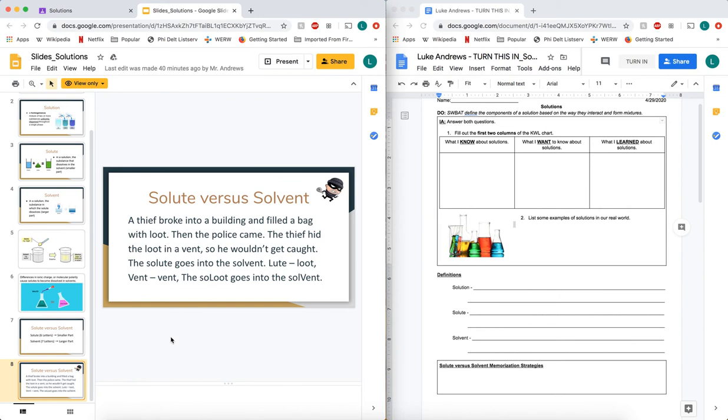A little more convoluted one, and I like my cheesy memory tools, so I'm going to give you this one. A thief broke into a building and filled a bag with loot. Then the police came. The thief hid the loot in a vent so he couldn't get caught.